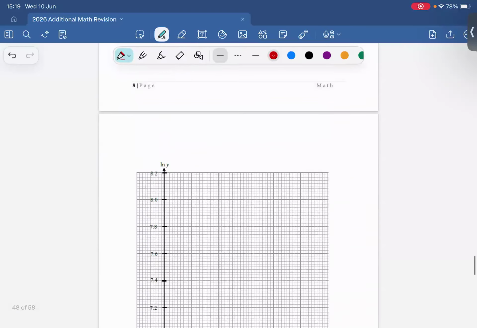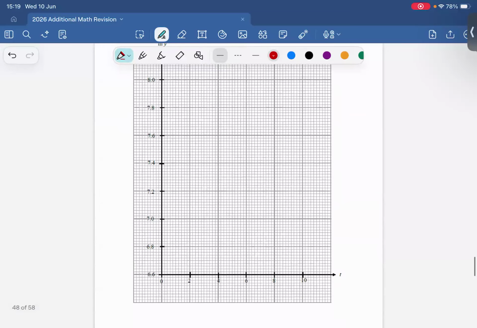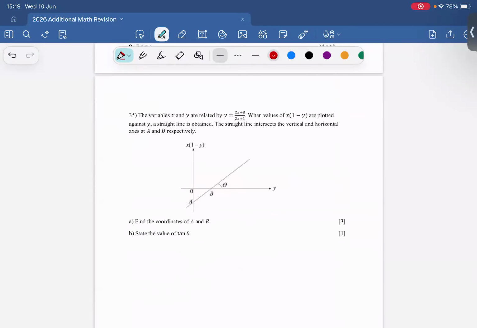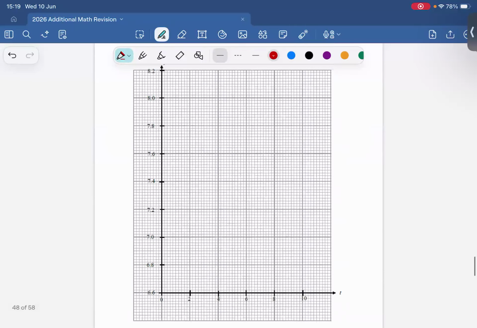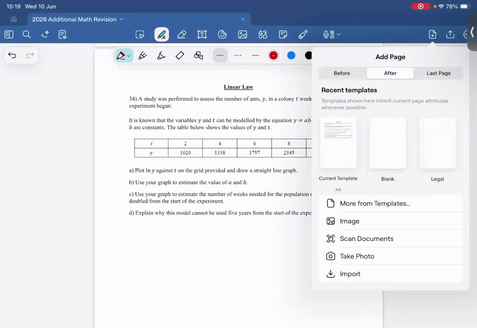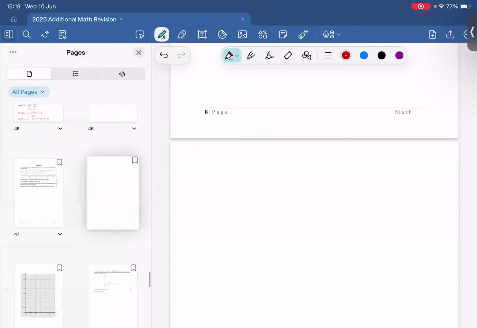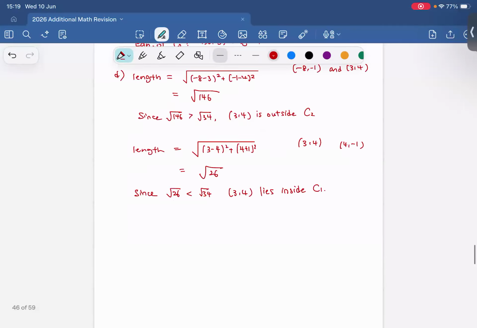So in linear law, there are two types of questions. One requires you to draw a graph. The other one will give you a graph and typically ask you to find certain values from the graph. Okay, so what is linear law about?